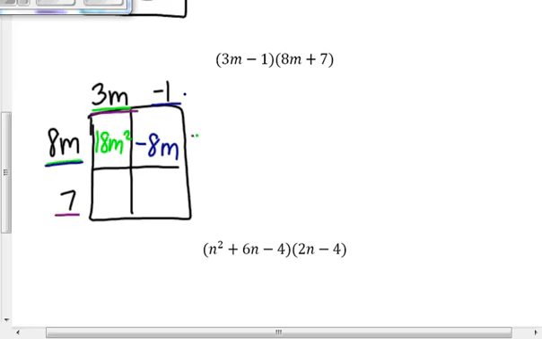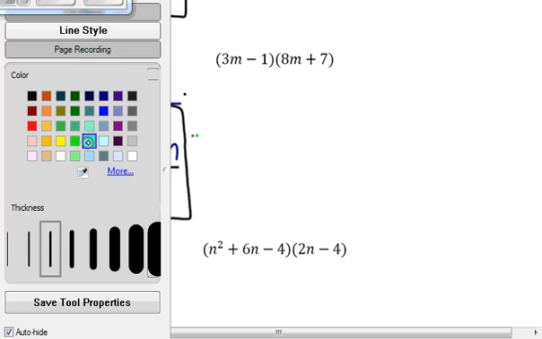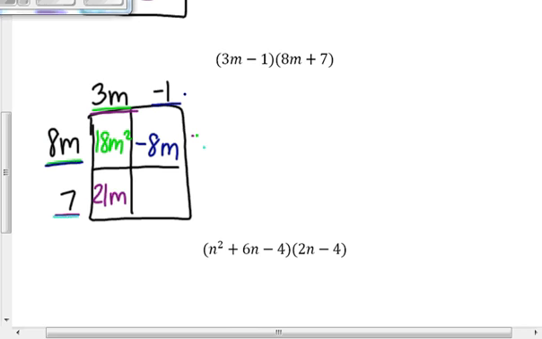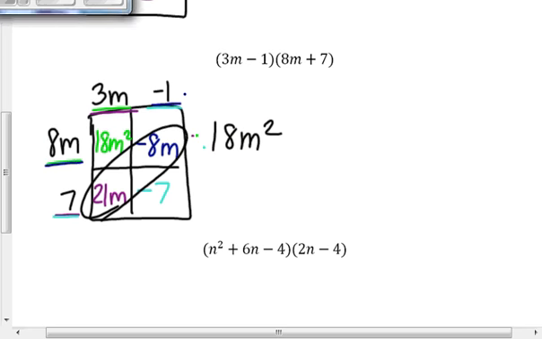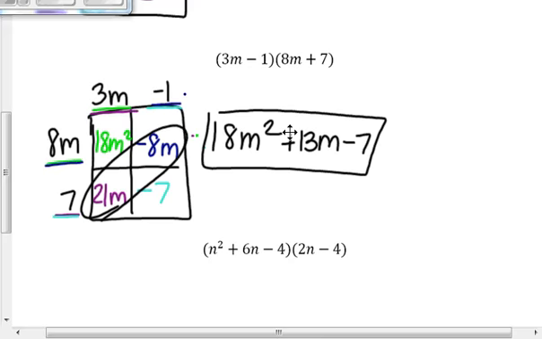We have 7 and 3m. 7 times 3 is 21, and m is there. And then we have 7 and negative 1 gives us negative 7. So again, you're going to circle the like terms, which are 21m and negative 8m. So we're left with 18m squared plus 13m minus 7, and this is your final answer.